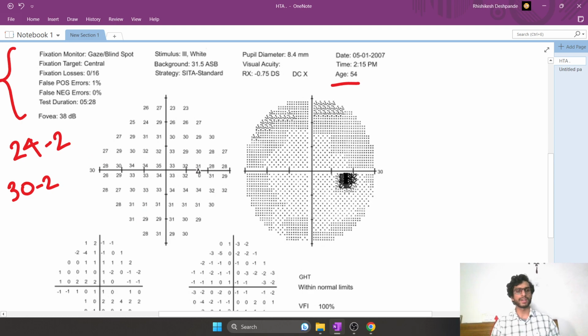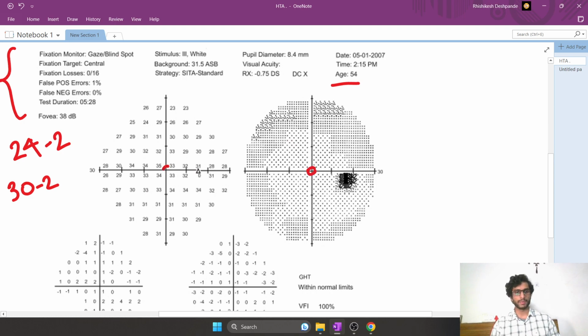So what does 24 and 30 basically mean? The 2 is a little more complicated to explain in this short lecture. It is basically the algorithm used. For now you can just remember that much. 24 denotes the degrees in which the temporal field, temporal to the fixation, will be studied. So this is the fixation point. The center is the fixation.